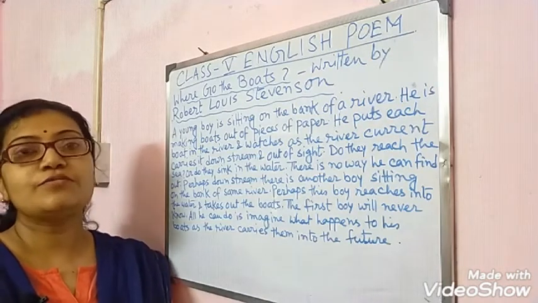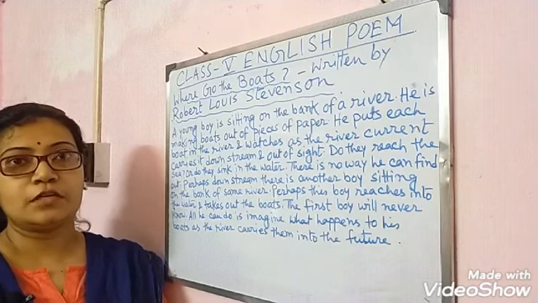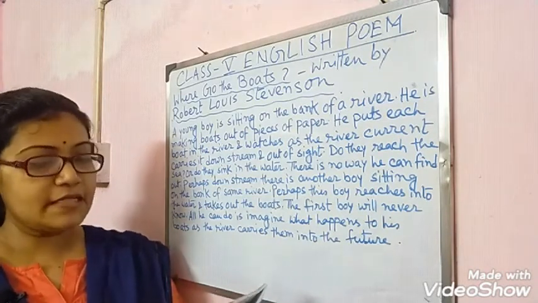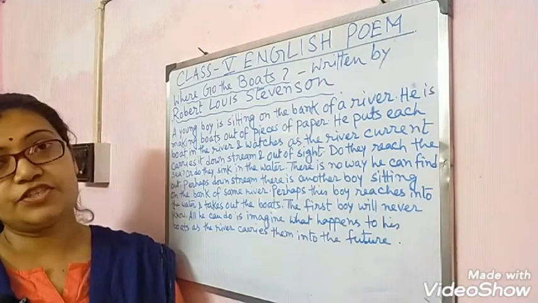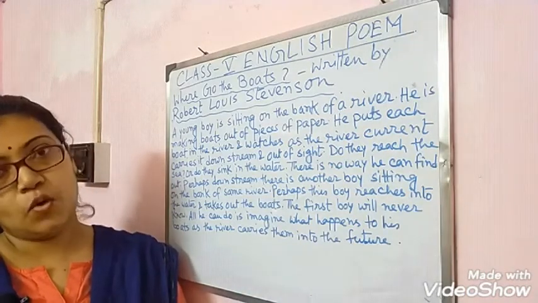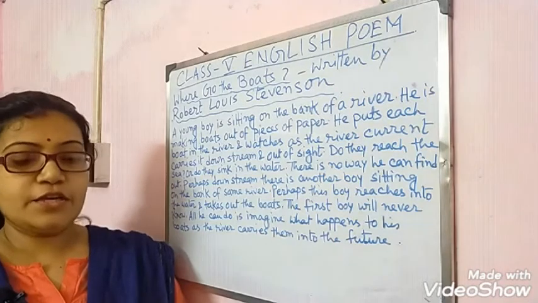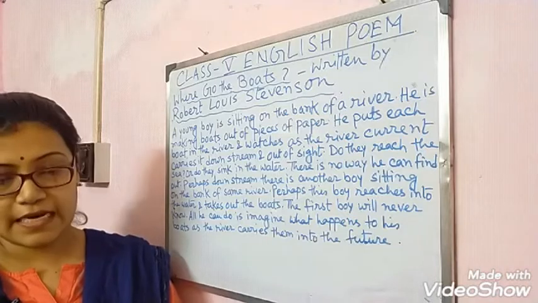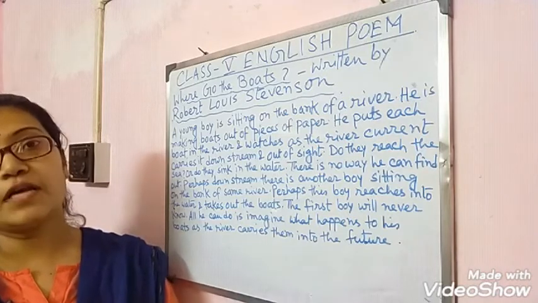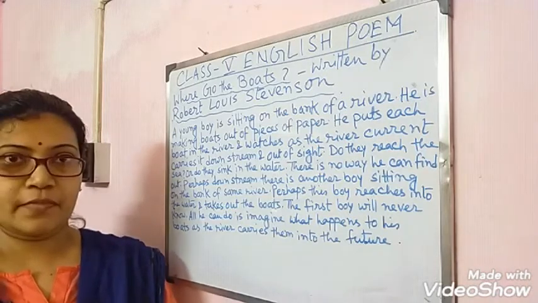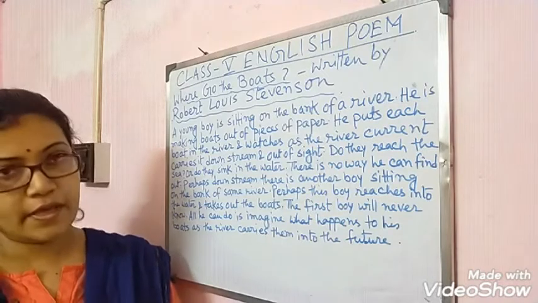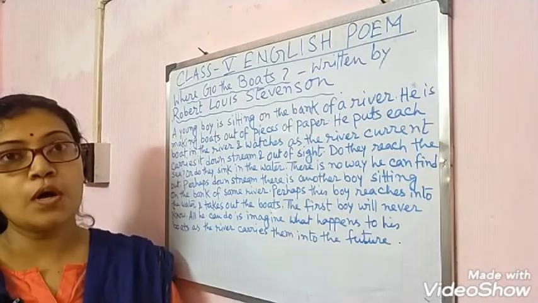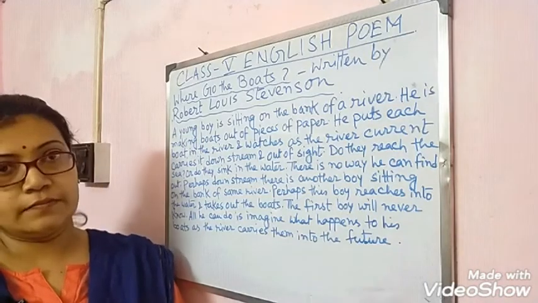Today we are going to start a new chapter from Communicate with Cambridge, a comprehensive English course literature reader class 5. Today our new topic name is Where Go the Boats? It's written by Robert Louis Stevenson. It's a poem. But before I start the poem, we should know about the poet.